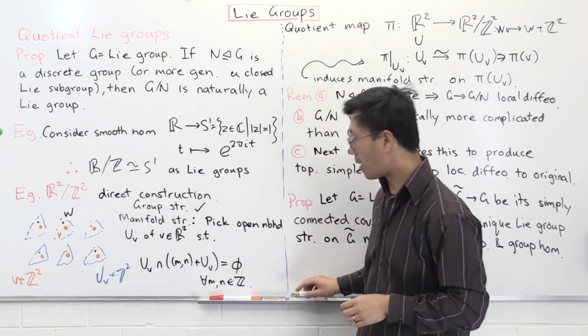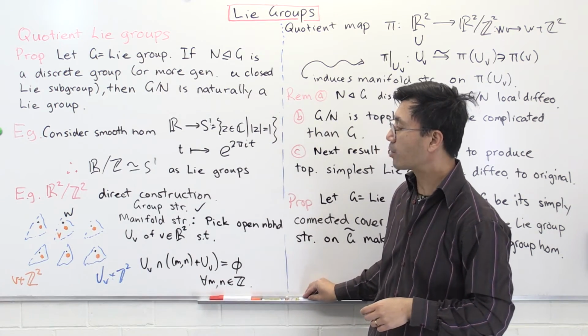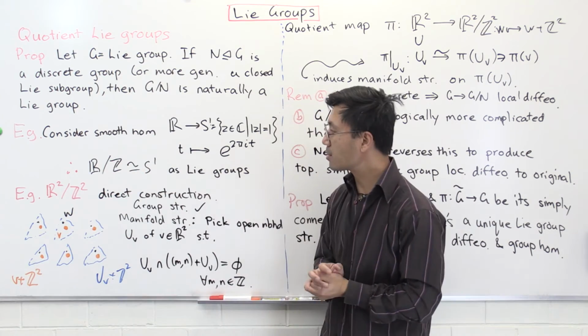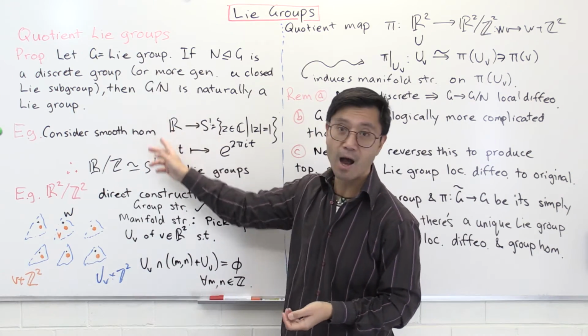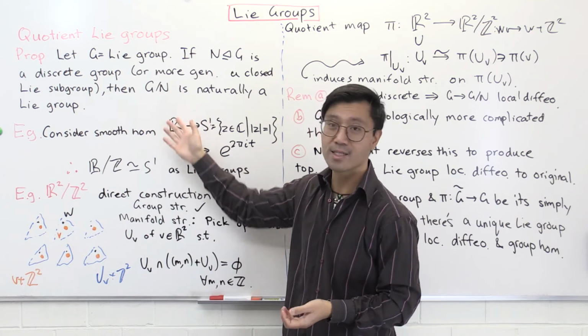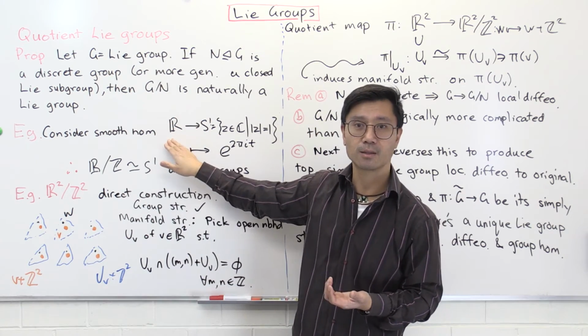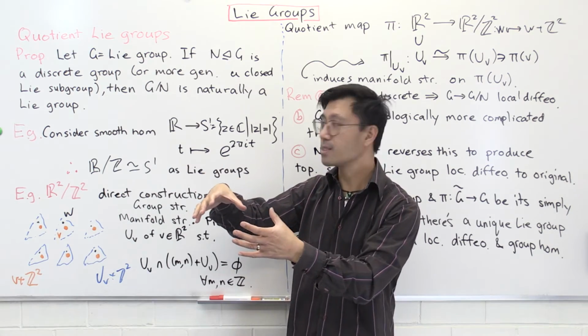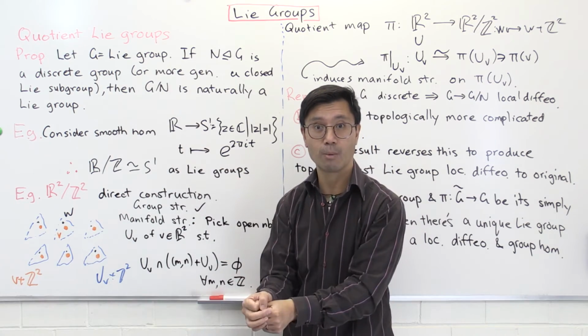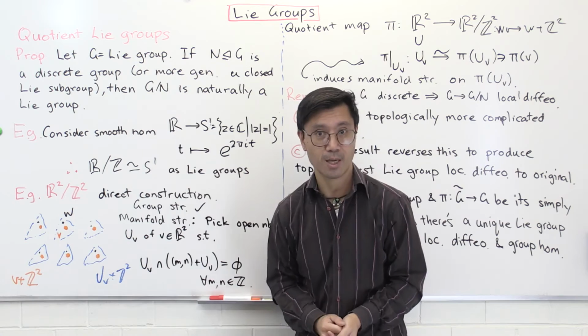This is an imprecise statement, but we can look at the examples and see what this means. Here you have this R. In what ways is it very simple topologically? Well, this is simply connected. Any loop that you have inside here, you can contract to a point. It's in fact a contractible space.